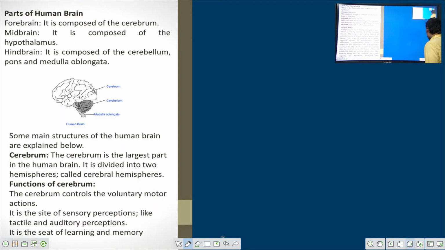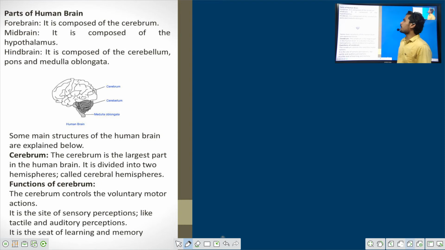Moving on to the parts of the brain, there are three parts: forebrain, midbrain and hindbrain. Each part consists of a unique structure and unique functioning properties. So let us see what they are. You can see a beautiful human brain structure here. The forebrain is composed of the cerebrum. You can see here that three-fourths of the brain consists of this multiple-layered part called the cerebrum.